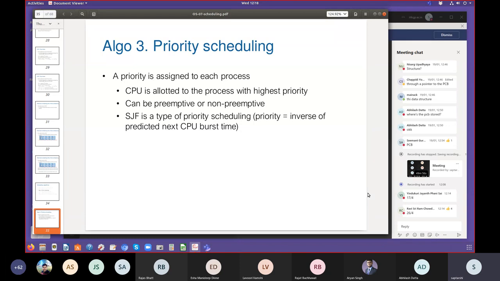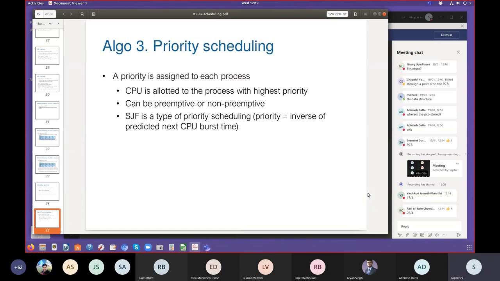Also, this priority scheduling can be preemptive or non-preemptive, just like SJF. Suppose a particular process is running. Now another process comes in the system which has a higher priority. Will the running process be interrupted, or will it be allowed to complete and then the higher priority process be assigned? That is decided based on whether the scheduling is preemptive or non-preemptive.